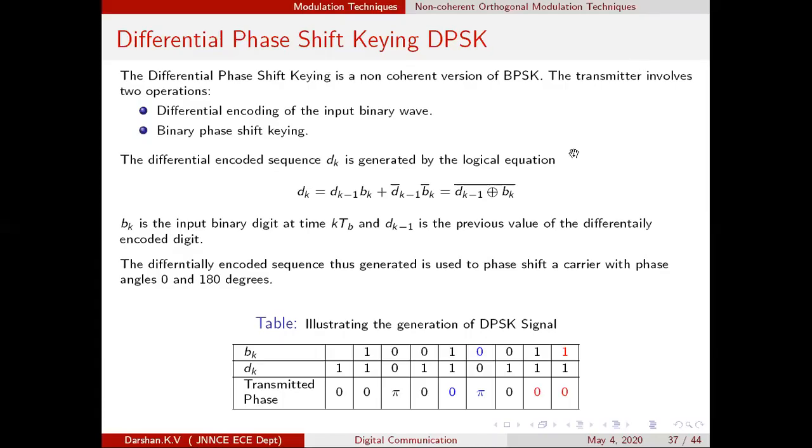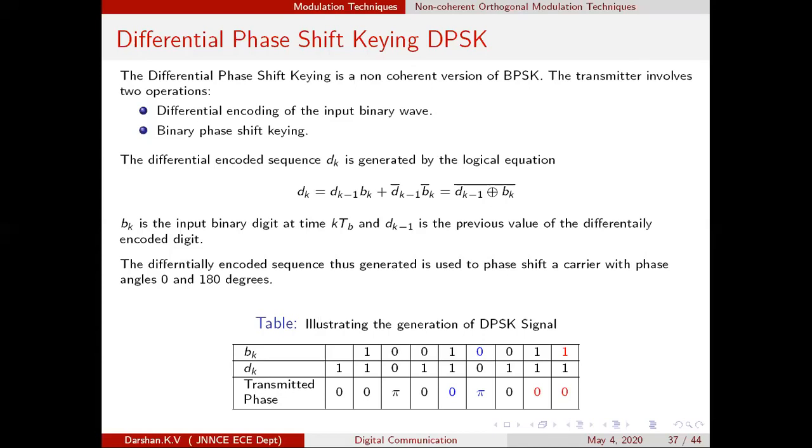So in the previous class, we have studied the concept of differential phase shift keying. What is this differential phase shift keying? Why is it necessary, and how is a differential phase shift keying signal, or a DPSK signal, generated? What is the transmitter block diagram, or how can we develop a DPSK transmitter? All those things have been studied in the previous class.